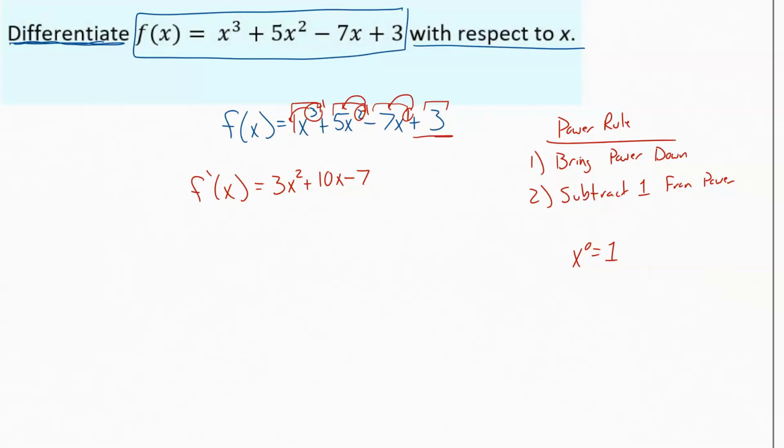And then the derivative of 3, the derivative of a constant, is always 0. So at that point, we're done with our derivative. F prime of x is 3x squared plus 10x minus 7.